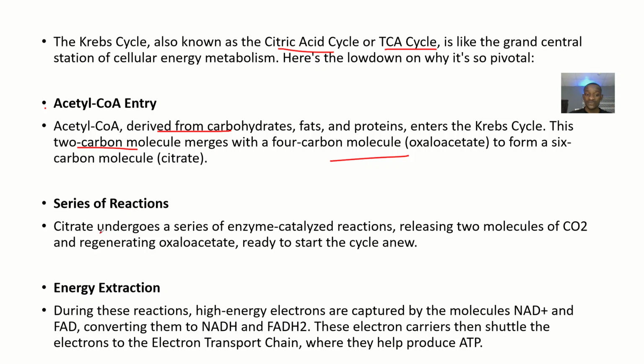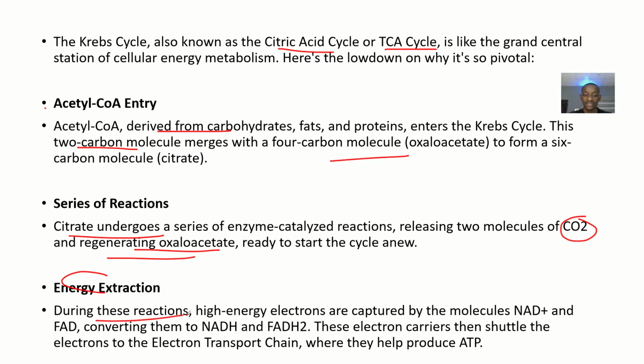After this citrate is formed, a series of reactions occur. So citrate will undergo a series of enzyme catalyzed reactions, releasing two molecules of carbon dioxide, okay, and regenerating oxaloacetate again, which can go back and begin the Krebs cycle. Do you understand? So that's the importance. If this CO2 is not produced, oxaloacetate will not be regenerated again to continue the Krebs cycle. You get?